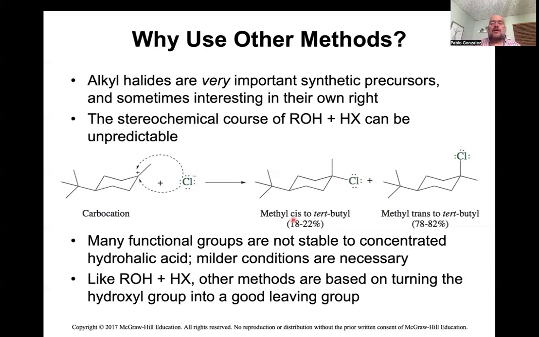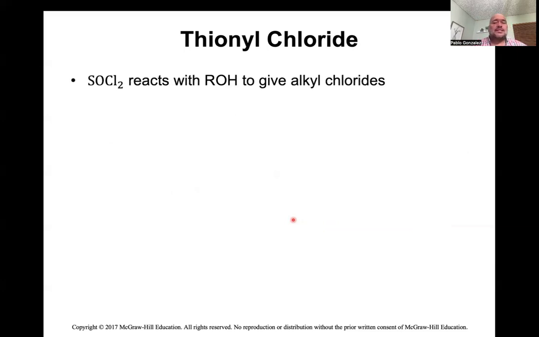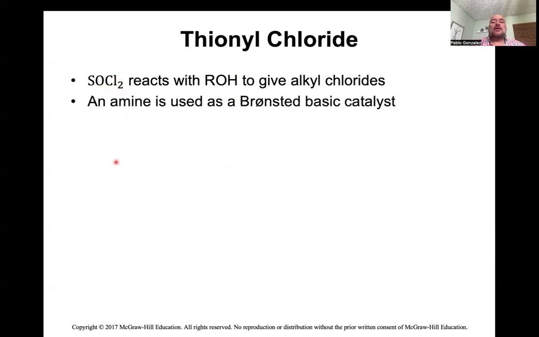leaving group. So the first one that we're going to learn today is thionyl chloride. Okay, thionyl chloride is SOCl2. This SOCl2, as you may expect, is going to add a chloride ion or atom to the alcohol. So we're going to substitute this OH with the chlorine of SOCl2, or thionyl chloride. And we need an amine. An amine is basically like a catalyst in this reaction. So it's important to use an amine whenever we use thionyl chloride as part of the reaction.